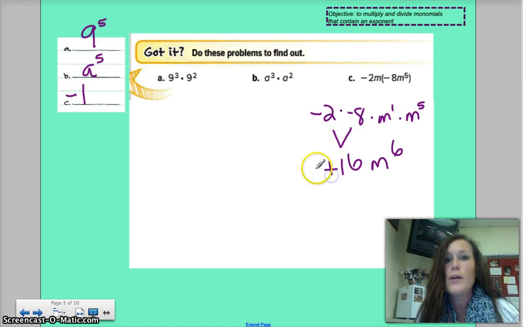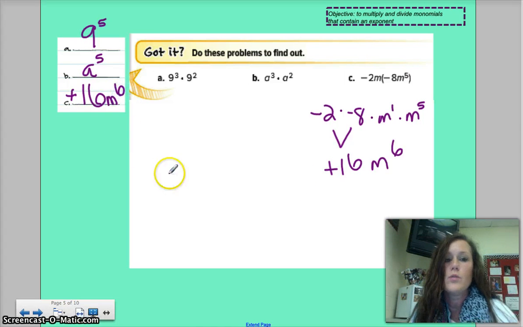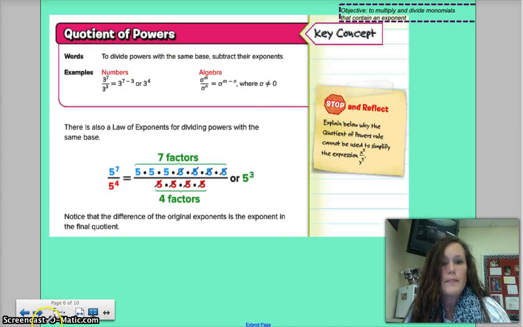Oh, it's not negative. Oh my goodness, I almost kept going. It's positive 16m to the 6th. Woo, caught my mistake before I finished. All right, let's keep going.